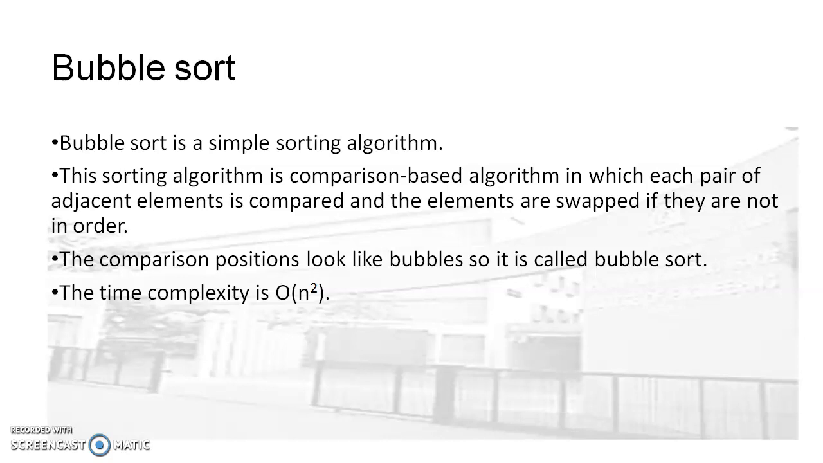Let's first discuss bubble sort. Bubble sort is the simplest kind of sorting algorithm. It is a comparison based algorithm in which each pair of adjacent elements is compared and the elements are swapped if they are not in order. The comparison is with the adjacent elements. So these comparison positions look like bubbles and hence it is called bubble sort. The time complexity of bubble sort is big O of n square.